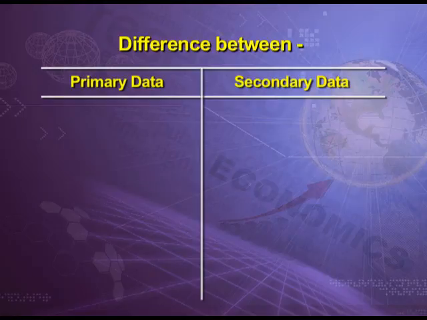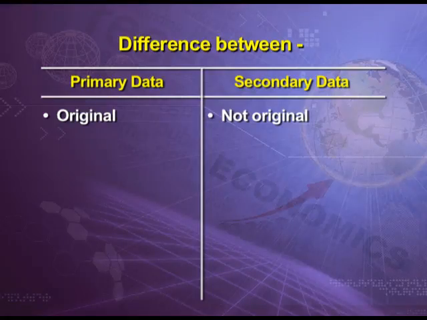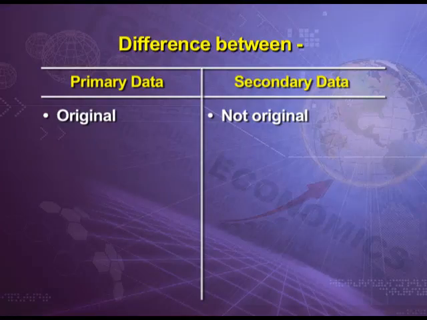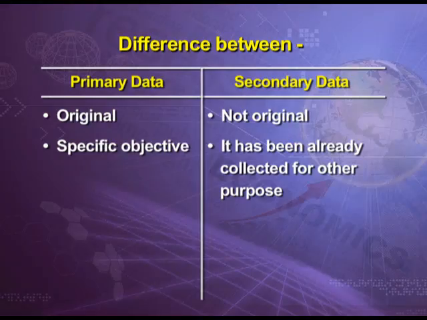The first difference is on the basis of originality. Primary data is original and secondary data is not original. Why is it so? Because primary data is collected from its source of origin, and secondary data is collected for another purpose and by another person, and we are just using it for our own reference. The second difference is the specific objective. Primary data is collected keeping a certain objective in mind, and secondary data is not collected for the same purpose; rather, it has been collected for another purpose and can be utilized by anyone.